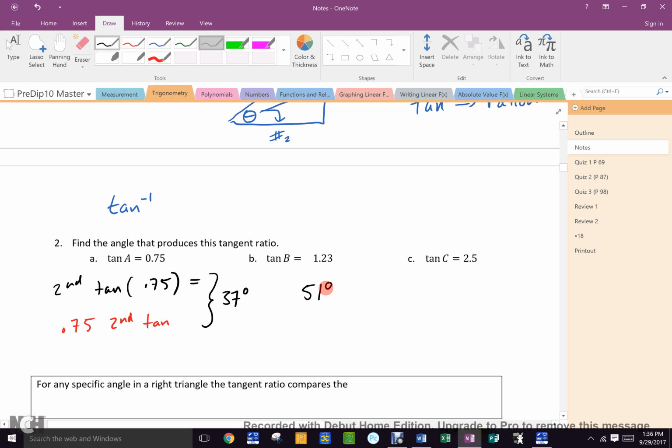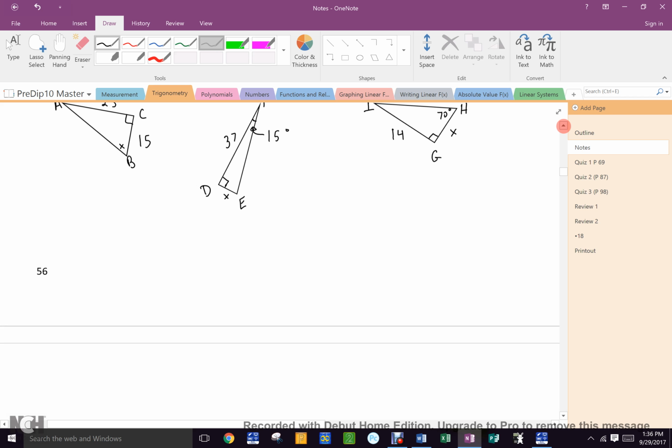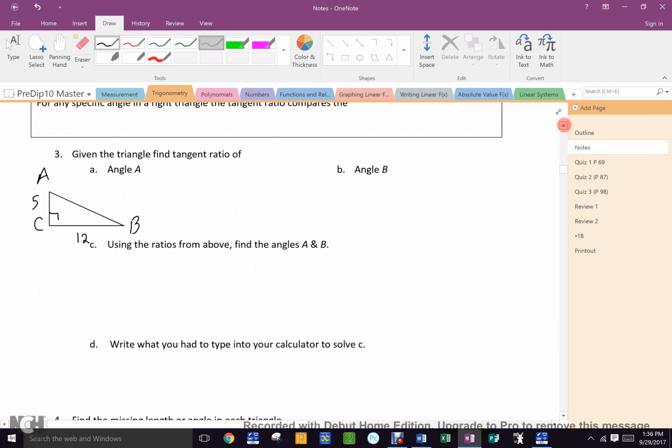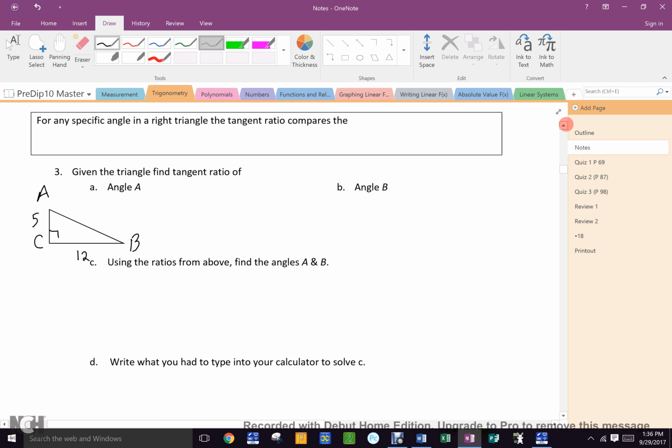50.8, so 51 degrees. And what is C? 68 degrees. Everybody can do that, yeah? Yeah, sure, you betcha. For any specific angle. Now, guys, when we are talking about specific angles in our triangles, we mean the acute angles. Does everybody know what that means?